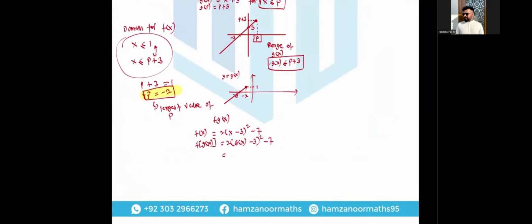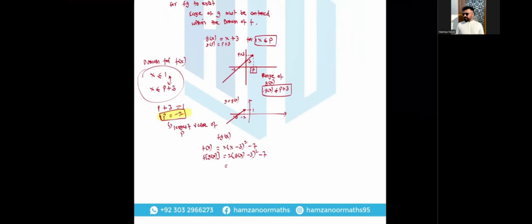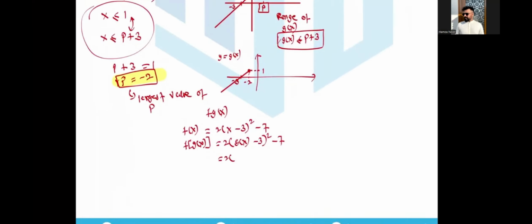In place of g, we are going to write the linear function x plus 3. So 2 times (x plus 3 minus 3) whole squared and then minus 7. So this becomes something like this: 3 and minus 3 cancel out. So 2x squared minus 7. Therefore, f of g(x), the composite function, is 2x squared minus 7. This is supposed to be your answer.